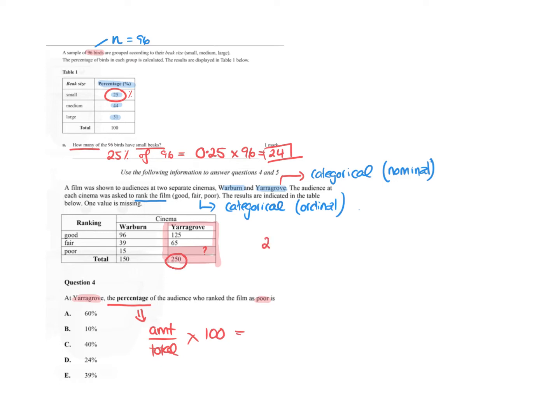First of all, I'm going to find out how many thought the film was poor. So I'm going to do 250 minus the other two, and that ends up being 60. So I now know that this is 60. Because they want the percentage, I'm saying 60 out of the 250 at Yarra Grove, and then I'll times it by 100, and I'll get the answer. So it ends up being 24%. So D is our answer.